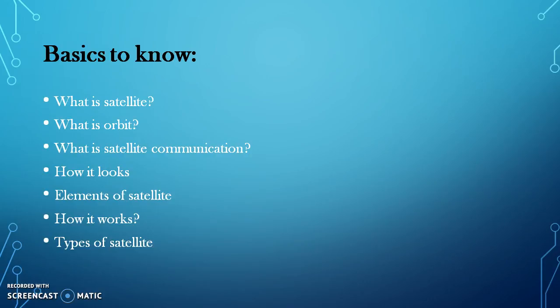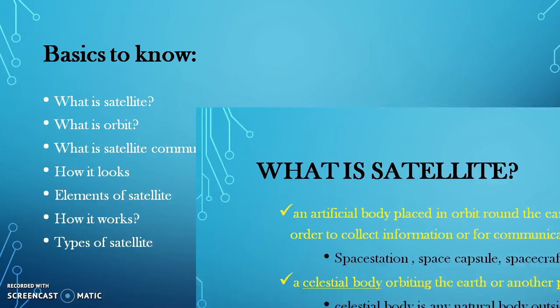Okay, next. We have to know some basics about satellite communication, so we are going to see some basic topics, called basics to know. The first one, what is satellite; second, what is orbit; third, what is satellite communication; then fourth, how it looks; fifth, elements of satellite; then how it works; then finally types of satellite. So these are some basics. One by one we are going to see next.